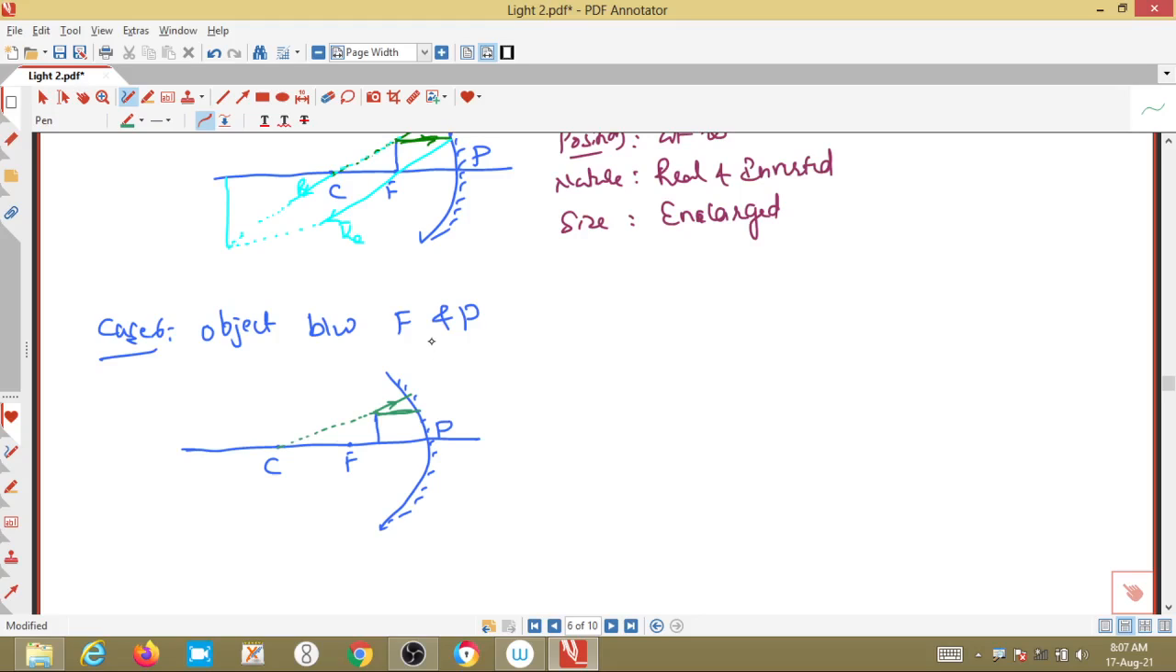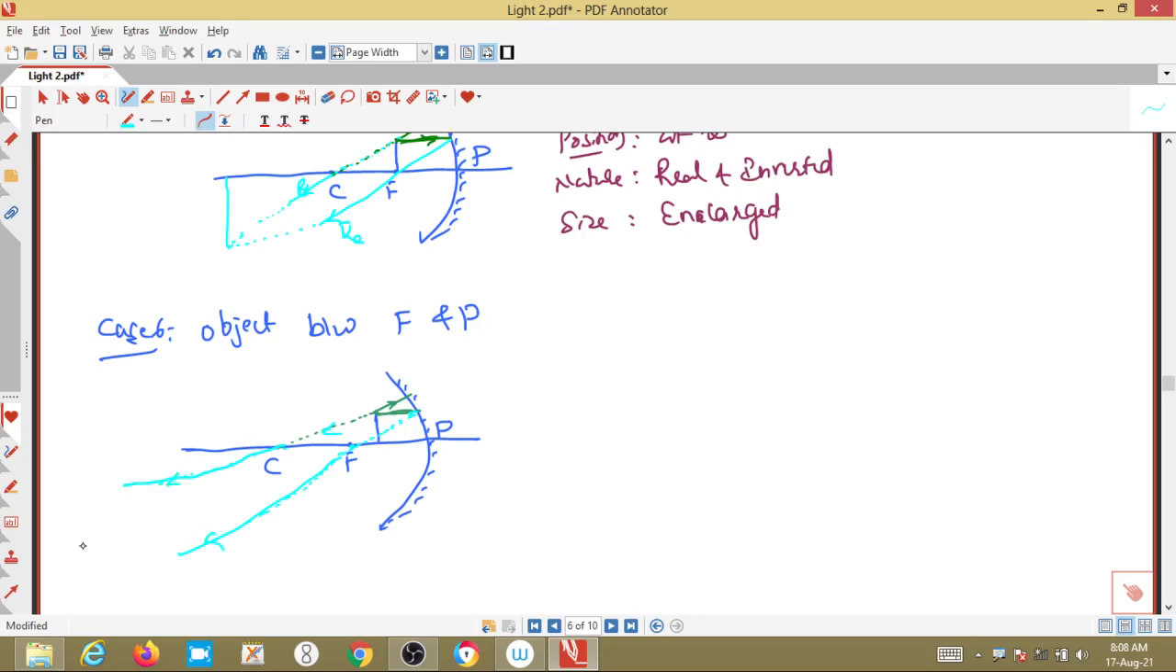Now if you take this one, how is the reflected ray? Here it is passing through the focus point, right? Here, when the ray is passing toward the center of curvature, it is reflecting back through the same path. It is moving like this. See, when you observe these two, one ray is going in this direction and another ray is going in this direction.